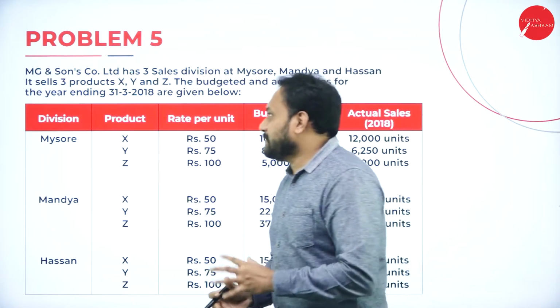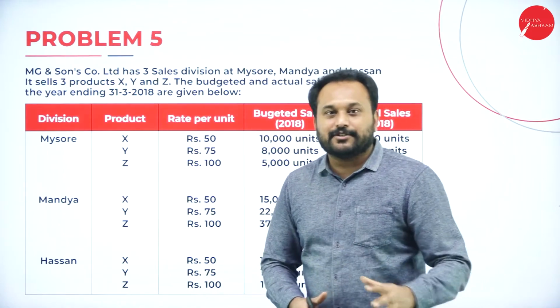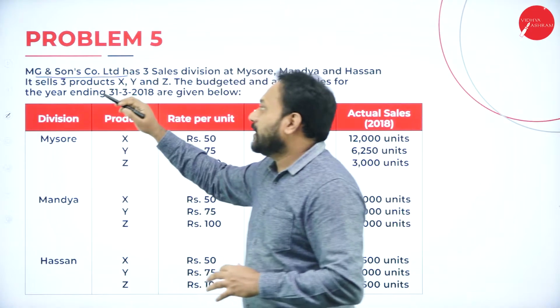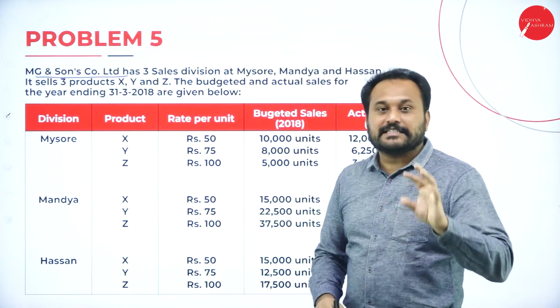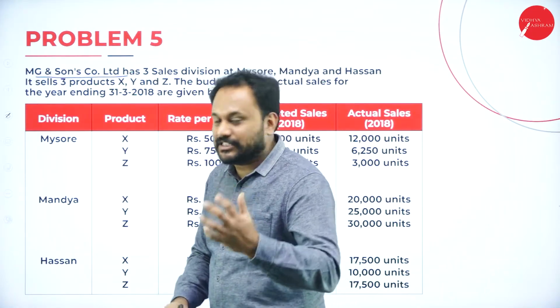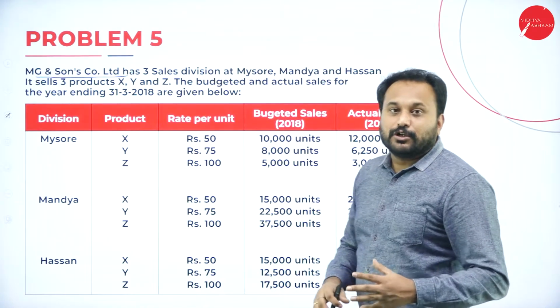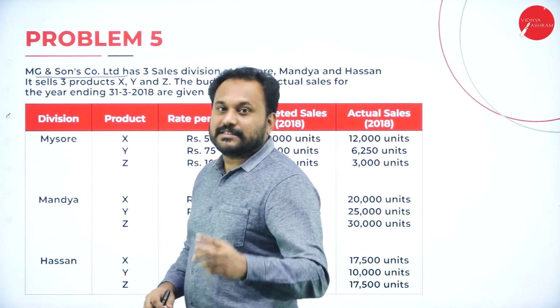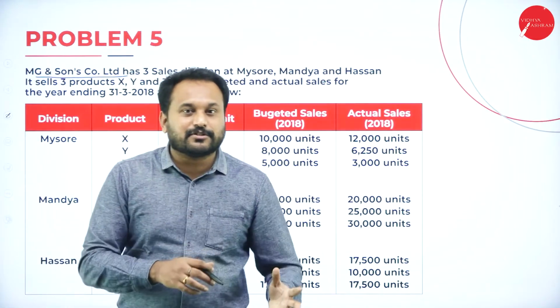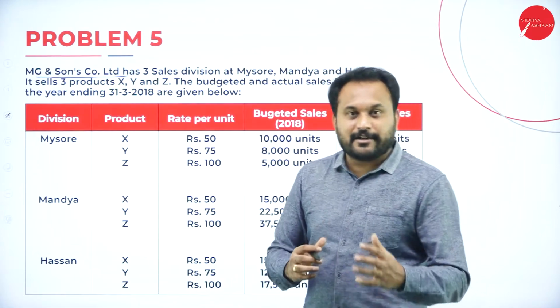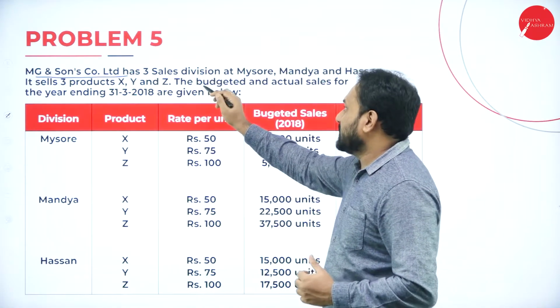First is MG and Son Company Limited. So what does this signify? That means we are preparing MG and Sons Company Limited's sales budget. For which year? Let's check. It has 3 sales divisions. So totally they have 3 sales divisions. See, in the last session also I told you about the 3 sales divisions, how you are supposed to calculate and all those things. So 3 sales divisions.